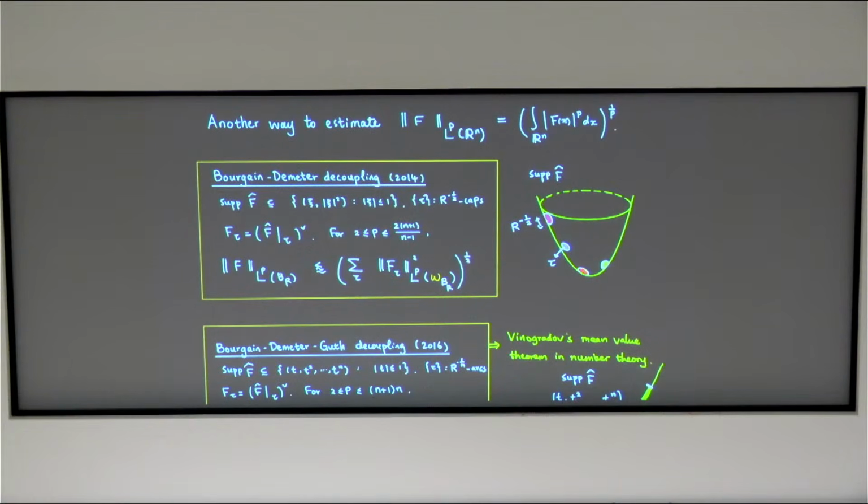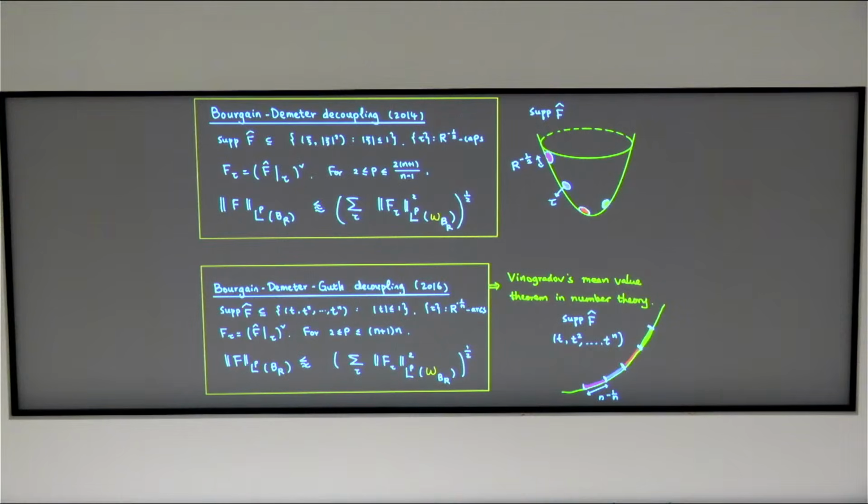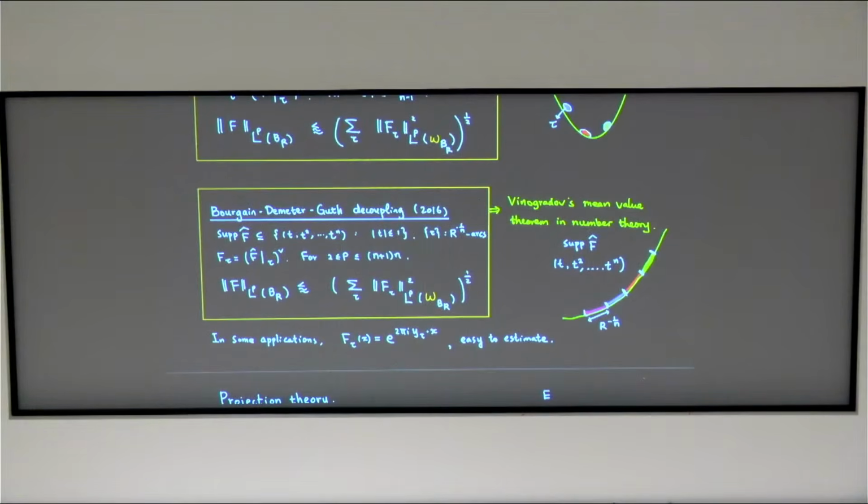This is useful because usually the right-hand side, f tau, is rather easy to understand. So here is an example. Suppose, let's say, f tau is supported on just one point. Then one typical example in the application of f tau is just e to the 2 pi i (some phase) times x. So in other words, this integral on BR is just the volume of BR to the 1 over p.